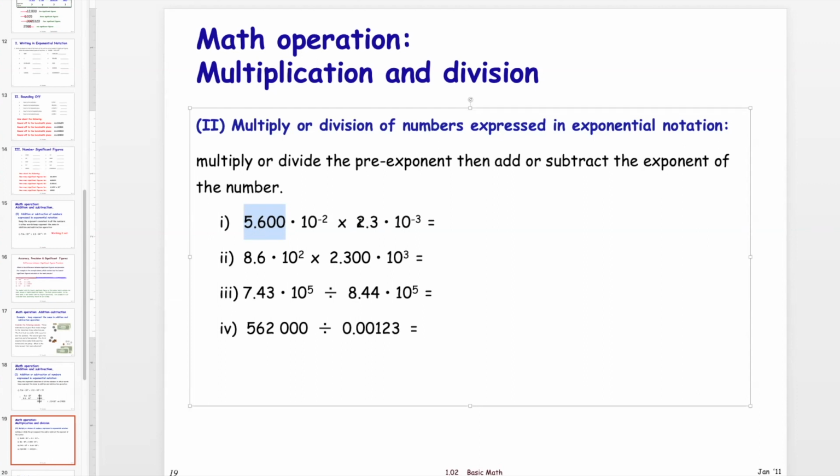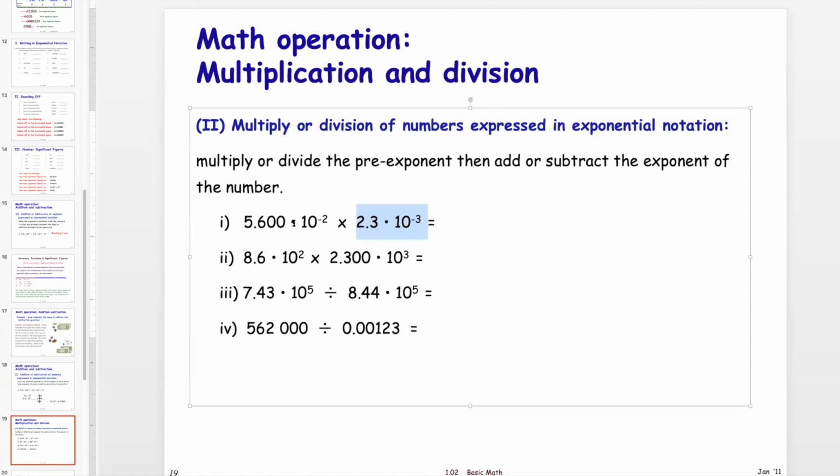How about this right here? How many significant figures does that number have? Should be straightforward. What do you think? 2. 2, exactly. By the way, the exponential is not counted in significant figures. It's just the numerical value. This has 2, this has 4.